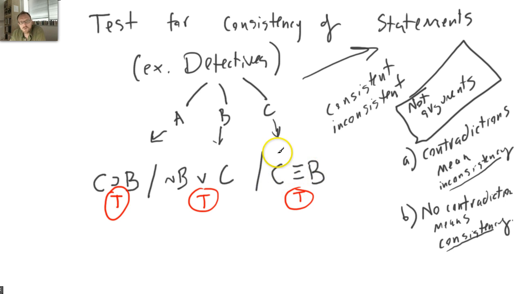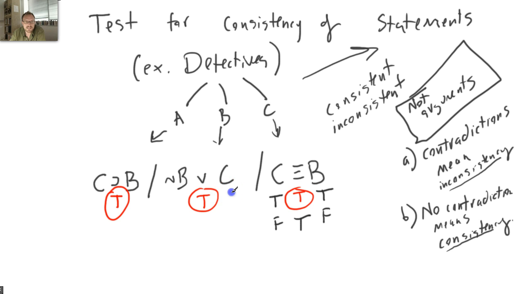So you can see here, what are the ways in which C if and only if B could be true? Well, there's two ways it could be true. If C is true and B is true, it's true. But also, if C is false and B is false. That would be another example in which this could be true. So let's run through this first line and see if we can find a contradiction.